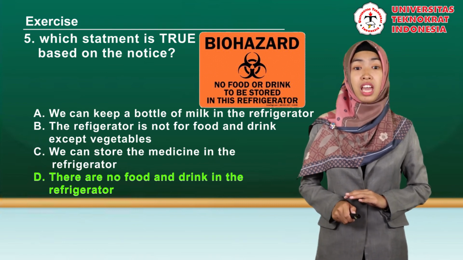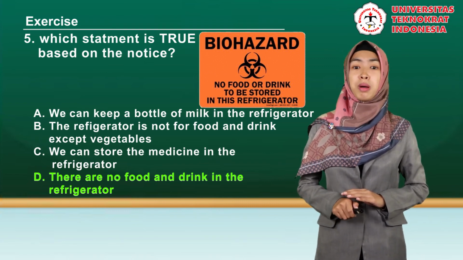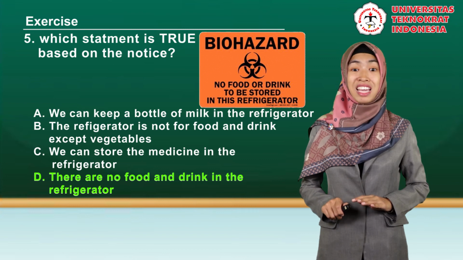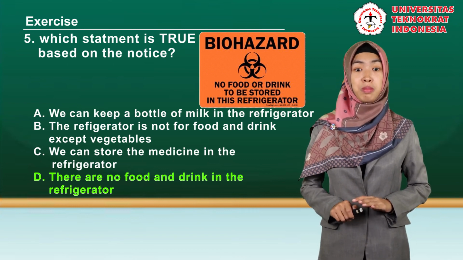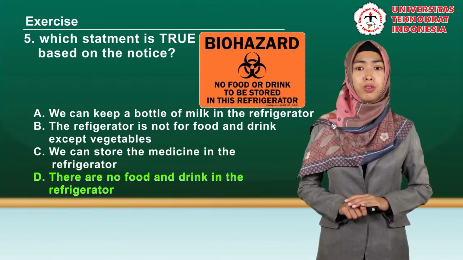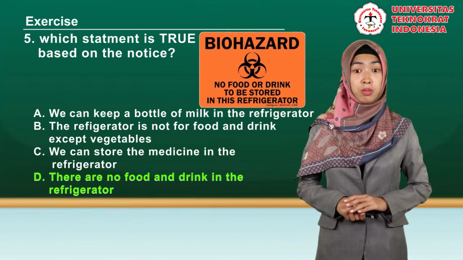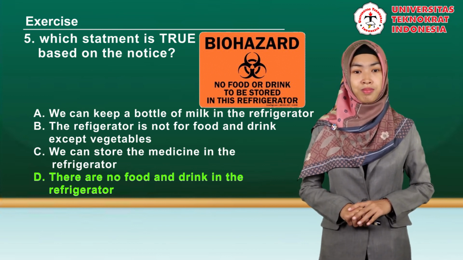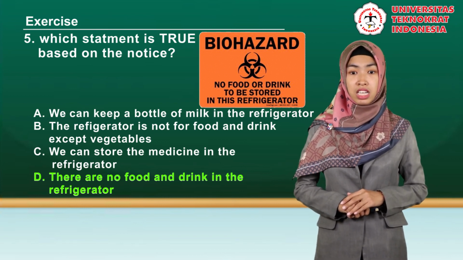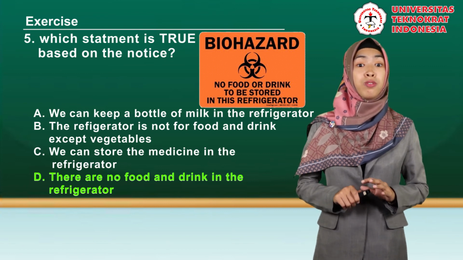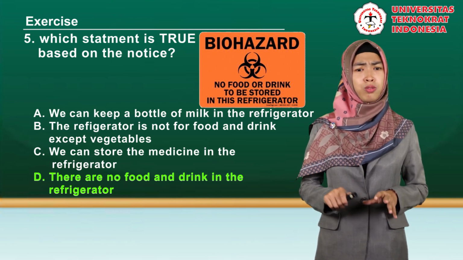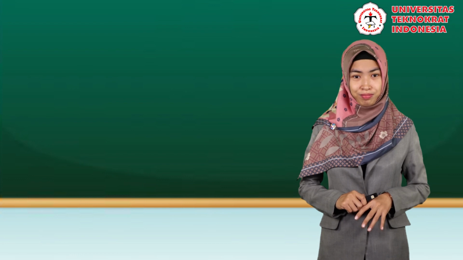Because if we take a look at A, it is stated that we can keep a bottle of milk in the refrigerator. So no way, no drink at all. It means that no bottle of milk can be stored in the refrigerator. B, the refrigerator is not for food and drink except vegetables. Well, vegetable is also included as a food, right? So no for B. And C, we can store the medicine in the refrigerator. Even food and drink are not stored in the refrigerator, for sure, not also medicine.